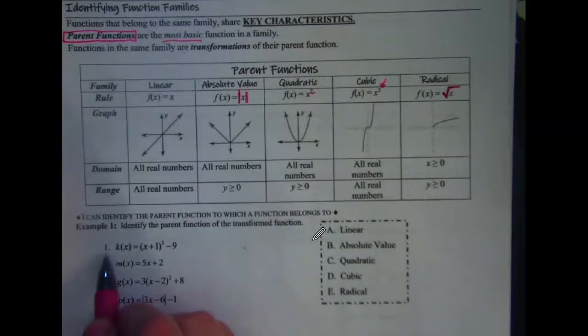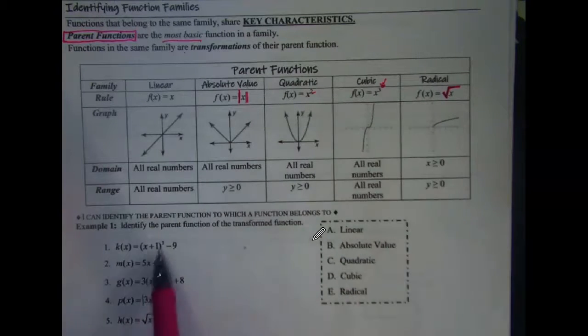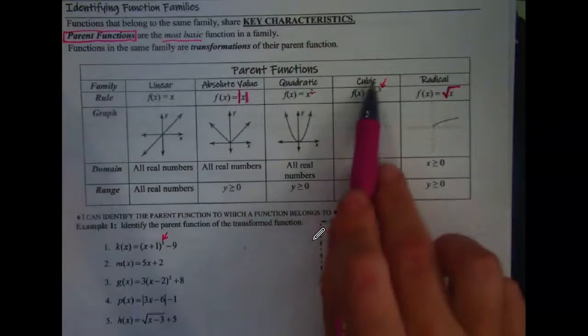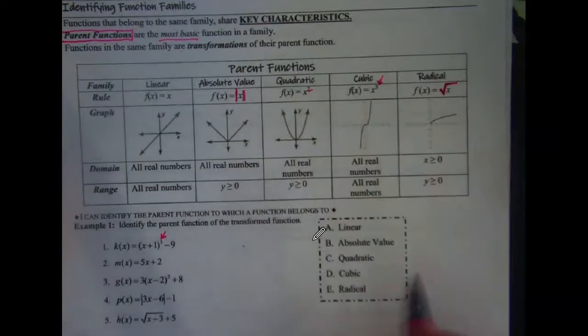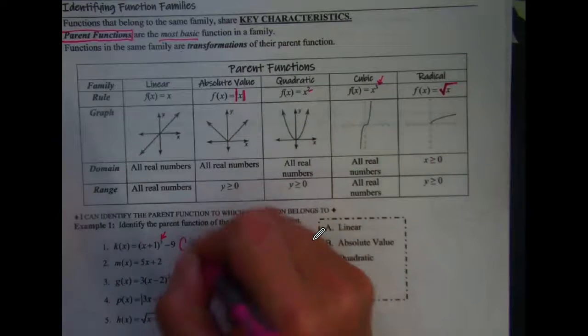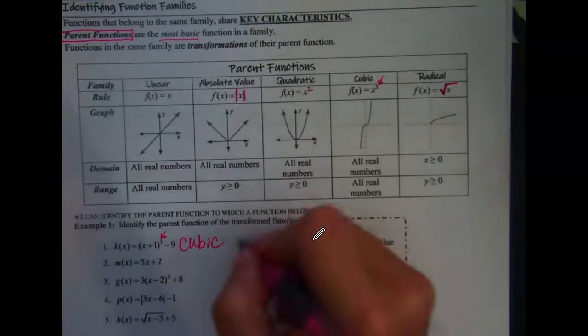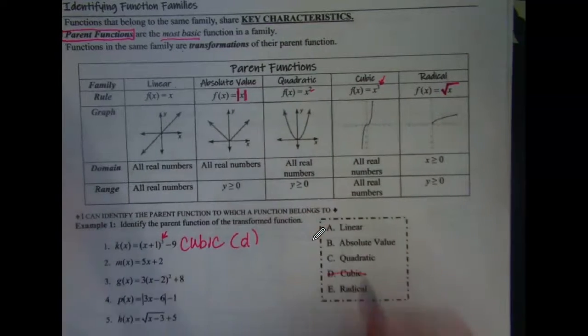So we have one here, k of x. I'm going to look through it and see if I see anything that stands out in our parent functions. We aren't given graphs, we're just given the functions. I notice right here, there is a 3. That little 3 tells me it has to be cubic. So this one is cubic, or we would say the letter D. I'm going to cross that out because I used it.